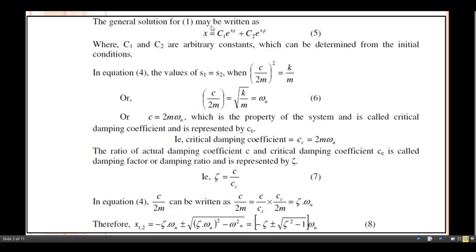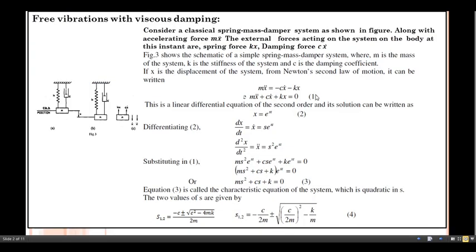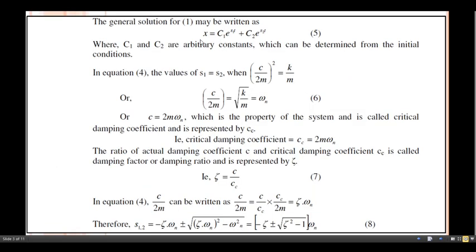So the general solution for equation number 1, which is here, can be written in this way: x equals c1 into e raised to s1t plus c2 into e raised to s2t. Just give equation number 5 for this, where c1 and c2 are arbitrary constants which can be determined from the initial conditions.